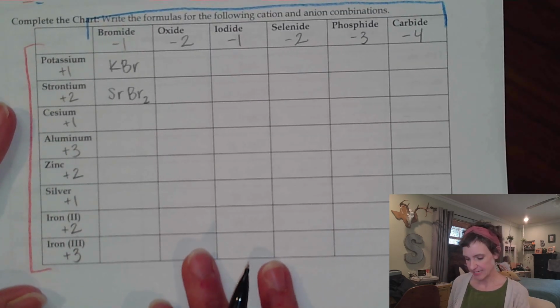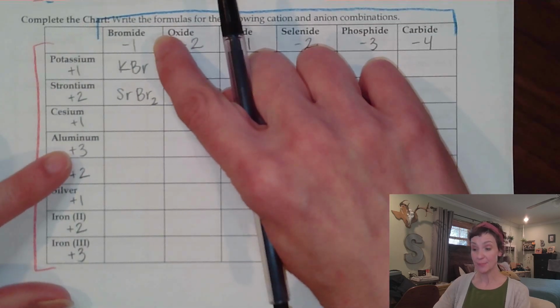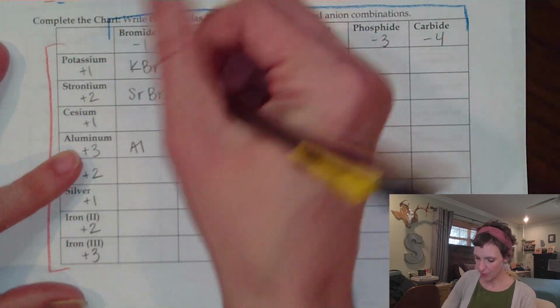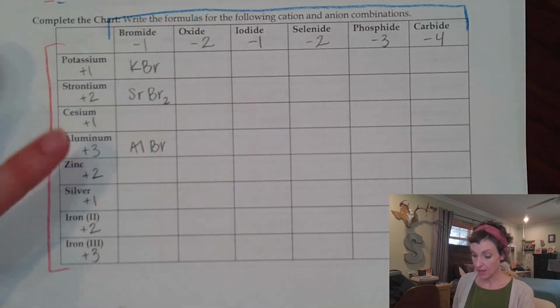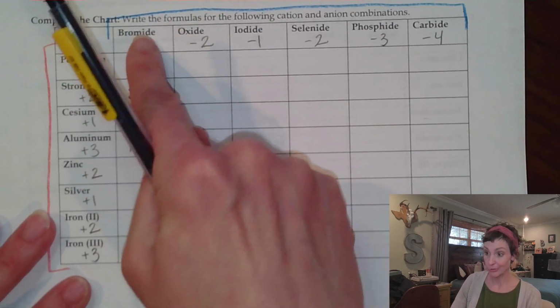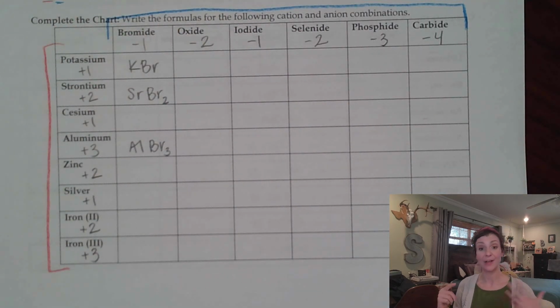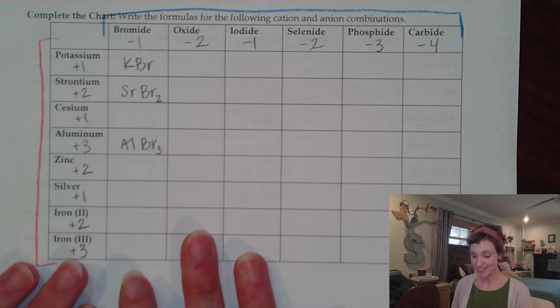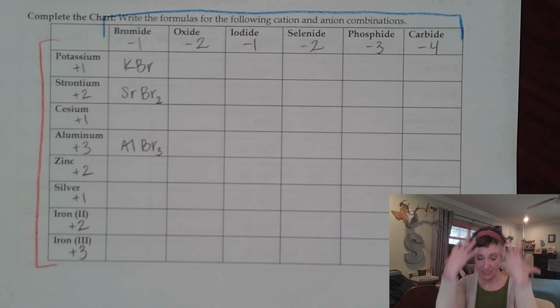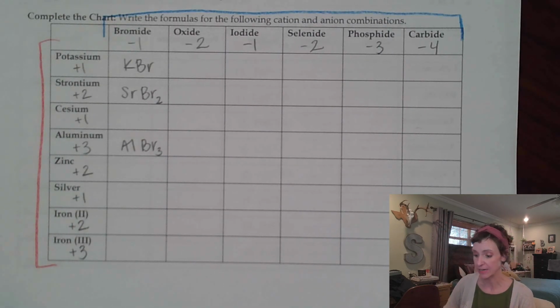I'm going to zip on down and do aluminum and bromine. So aluminum, Al, bromine, Br. Aluminum's going to slam a 3 down onto the bromine. Bromine's going to slam a 1. So we have AlBr3. Yes? Basically, the way we work this is we just start slamming things down, yeah? We take the numbers. We do not take the positives and negatives. We are just trying to figure out how many of each ion I need to neutralize the positive and negative charge to end up being 0.